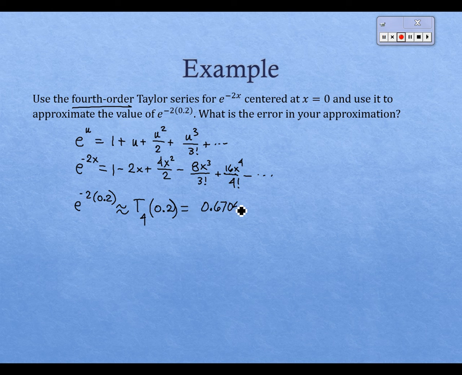By the way, I just typed this into y1 and then evaluated it. Okay. So good. And then the question is, what is actually e to the negative 2 times 0.2? Someone do that too and tell us how far off we are.